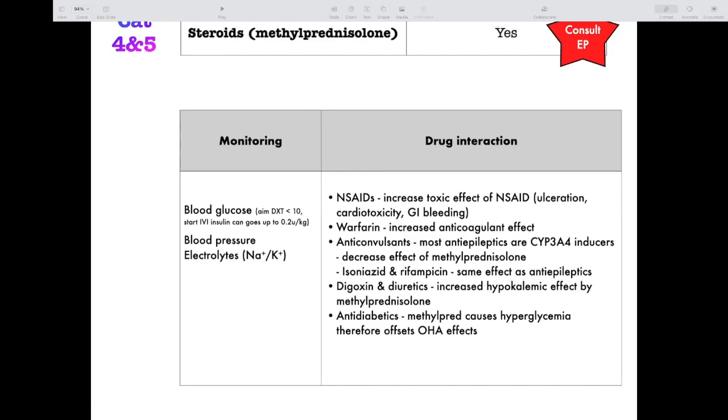For digoxin and diuretics, it can increase the hypokalemic effect of the methylpred. And for anti-diabetic, as we know, it causes hyperglycemia. So therefore, it can offset the OHA effect of the medication.